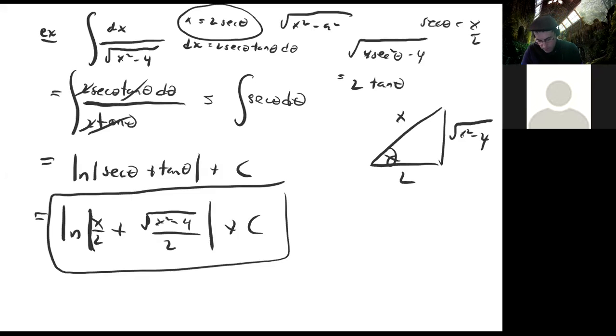So let's move to the next problem. Now we get to more complicated expressions. Let me try something like this: the integral of dx over the square root of 9 minus 4x squared.